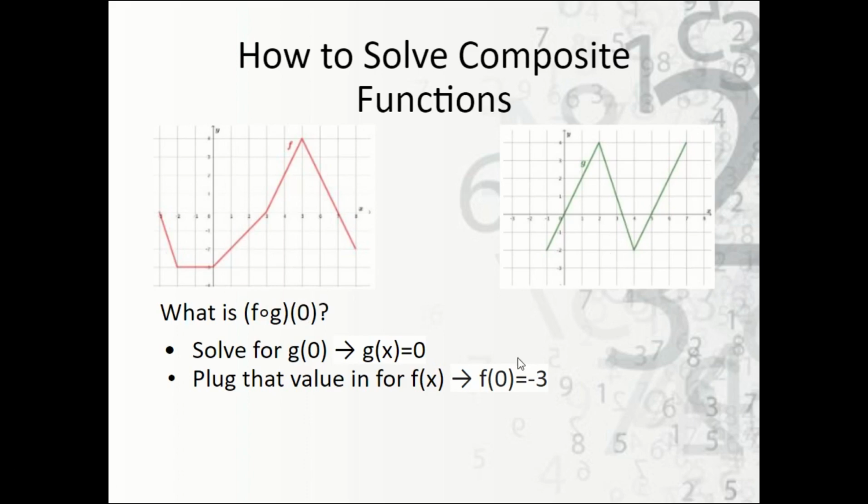Now, let's say we had f of g of 2. So we would find g of 2 first. So g of 2, which is right here, is 4. So we're going to go find f of 4, which is there. When f of 4 is 2, so f of g of 2 would be 2.